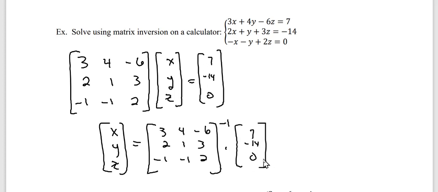When you're working on this in your homework, you want to write this down. You want to write out these steps, of course. I'm going to write this so that I don't have to keep flipping back and forth. I want the inverse of that first matrix.